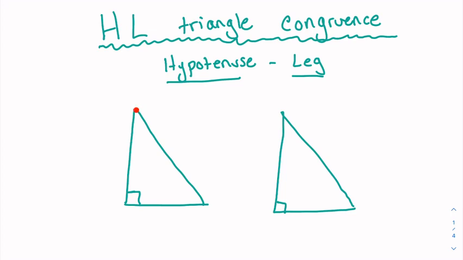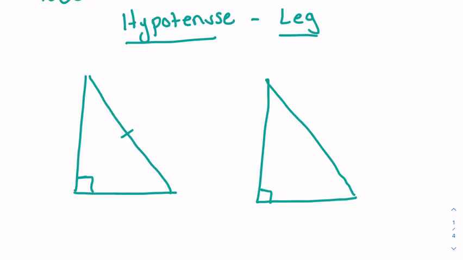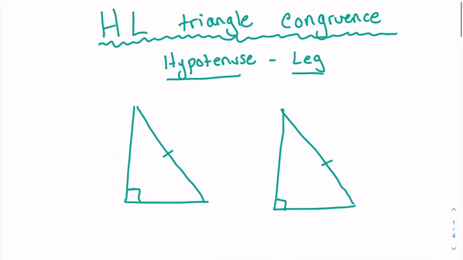So this congruence rule says that the hypotenuse of both triangles must be congruent. So I'm going to go ahead and mark those with little congruence lines. And then one of the legs must be congruent. The legs are either side of the right angle. So this is a leg and this is a leg. We don't need both pairs. We only need one pair. So I'm going to mark one of these pairs. So if it is a right triangle, and the hypotenuse is the same, and one of the legs is the same, then you know the triangles are congruent by the HL congruence rule.